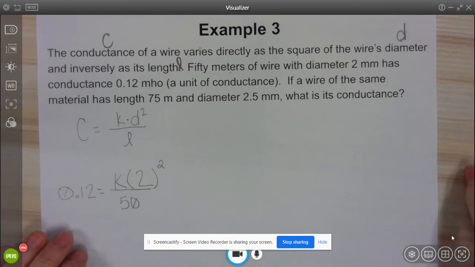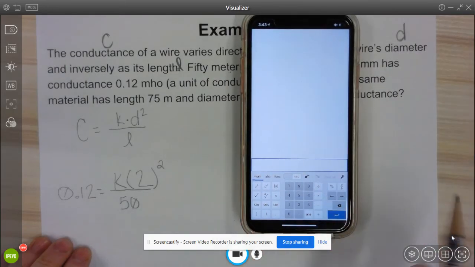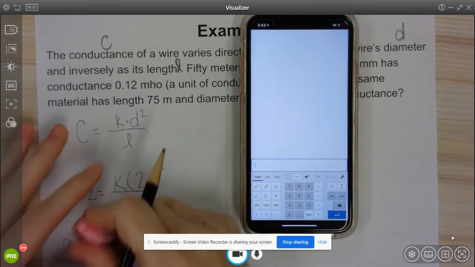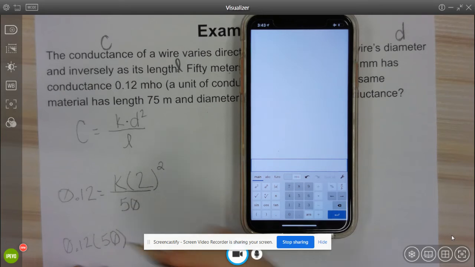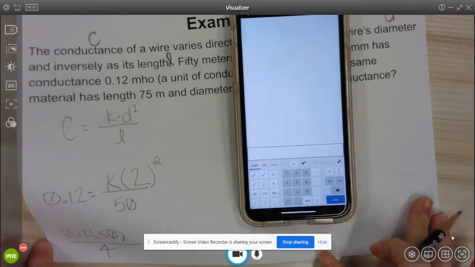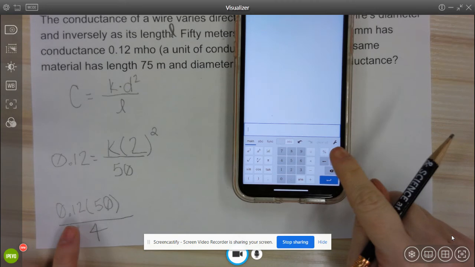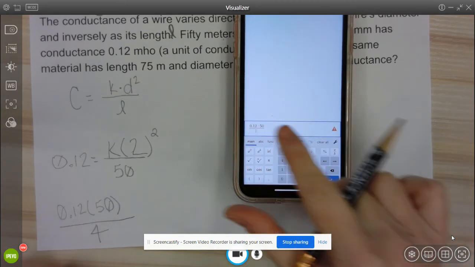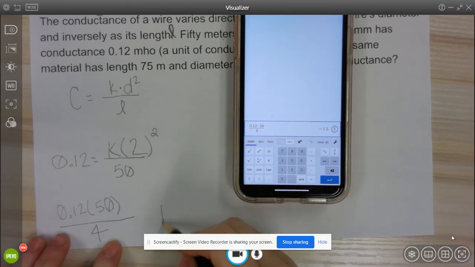So what I'm going to do is multiply by 50 first. So I've got 0.12 times 50. Oops, not 5, 50. And that would be equal to K times 2 squared. So then I'm going to have to divide that by 2 squared. So this is my fraction. 0.12 times 50 divided by 4. So my constant is 1.5.